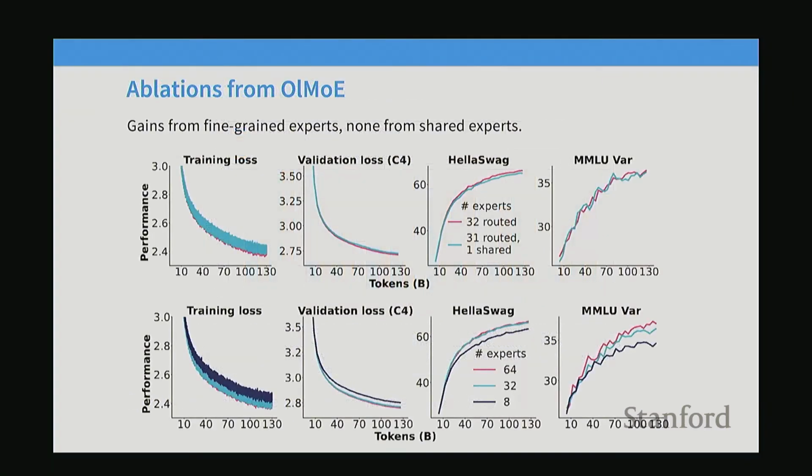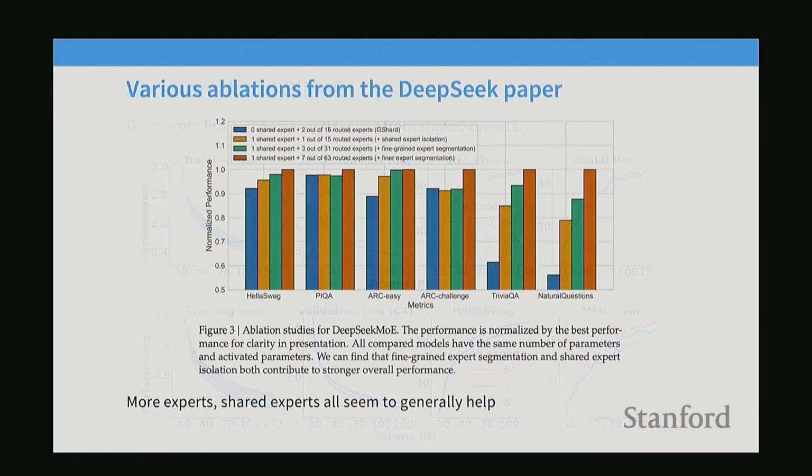Okay, yes, question. In that plot, when it says 7 out of something, does that mean it's doing top 7? Yes, sorry, I should have explained that. That's right. So X out of Y means X activated out of Y total routed experts. And so you can see the pattern here as well: as you increase the number of experts, you also often increase the number of activated experts, especially if you're doing fine-grained experts. FLOPs-wise it's free, right? Because each expert is now smaller. Good. Okay.